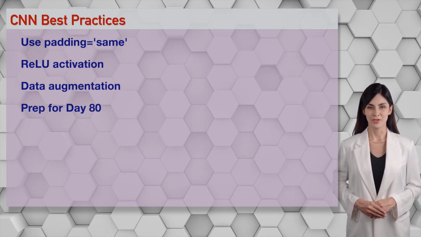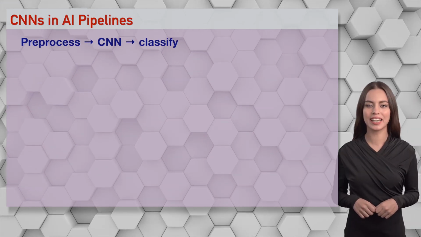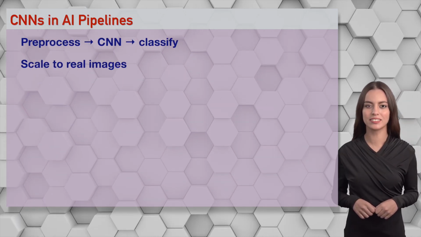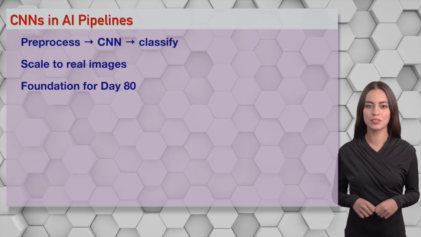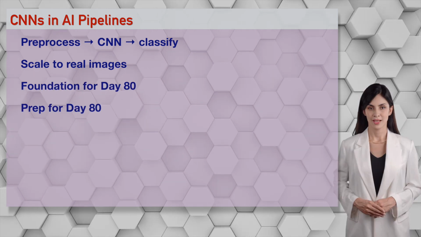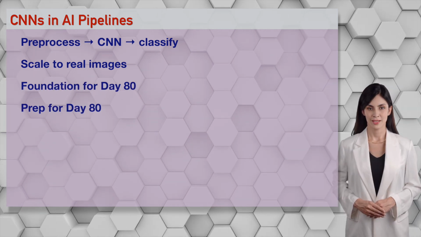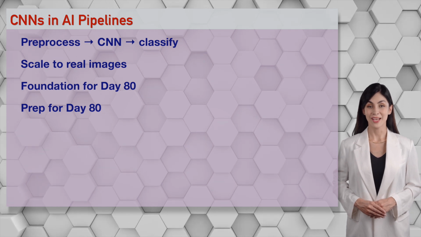Practice for day 80's image classification. Wizards, CNNs fit AI pipelines for vision tasks. Your skills are ready for day 80. CNN vision is critical in AI, darling. Your day 79 skills make AI irresistible.